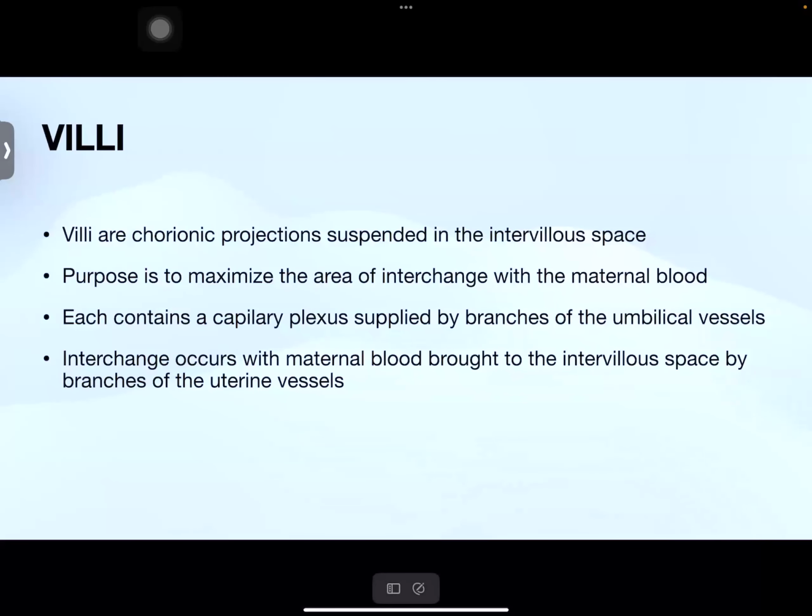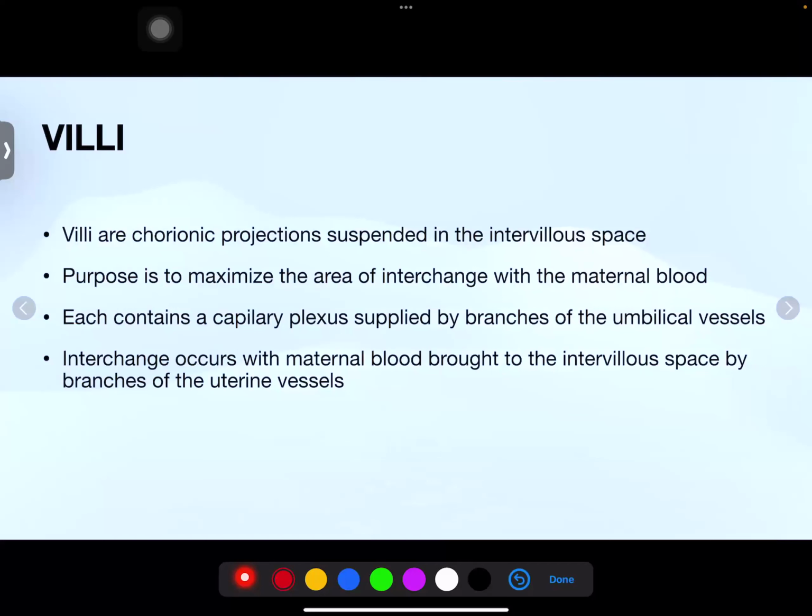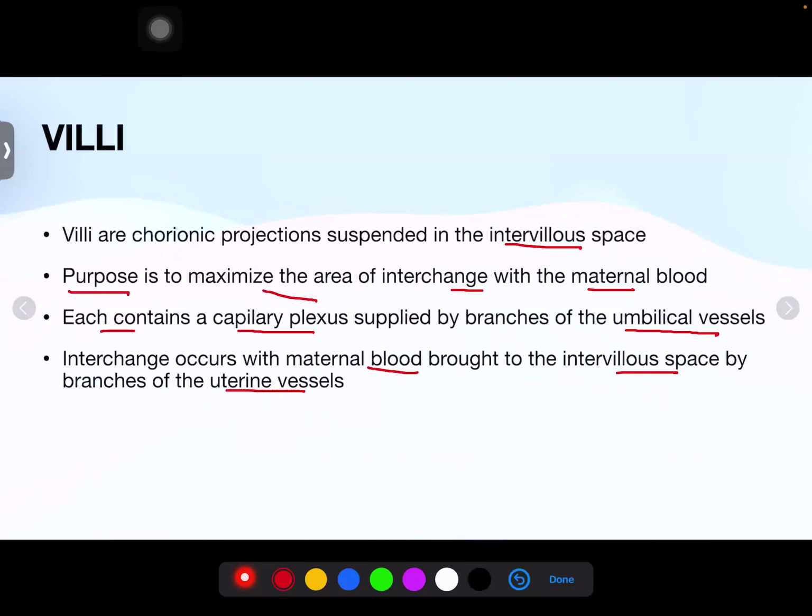So now the villi. The villi are chorionic projections suspended in the intervillous space. You all know that the purpose of villi is to maximize the area of interchange with the maternal blood. Each contains a capillary plexus supplied by branches of umbilical vessels. Interchange occurs with maternal blood brought to the intervillous space by branches of uterine vessels.